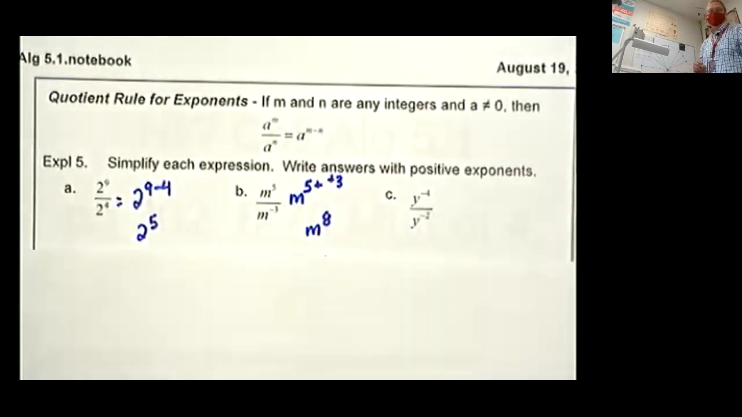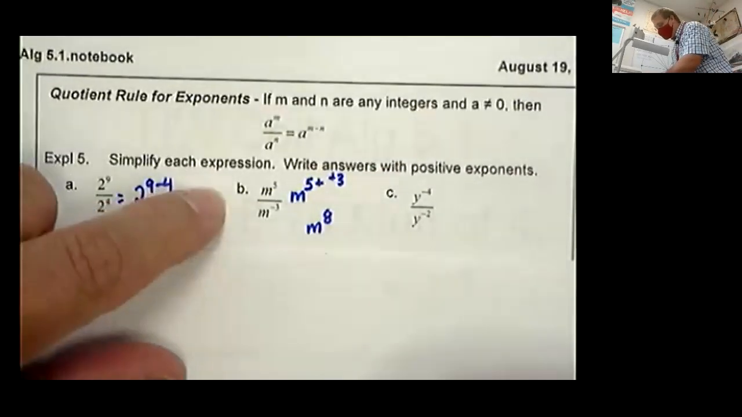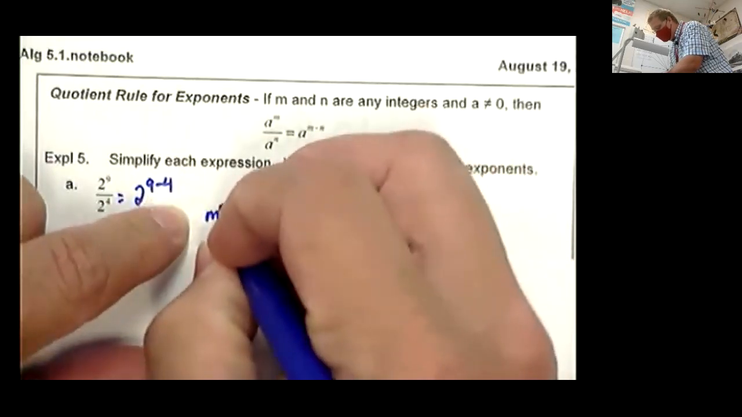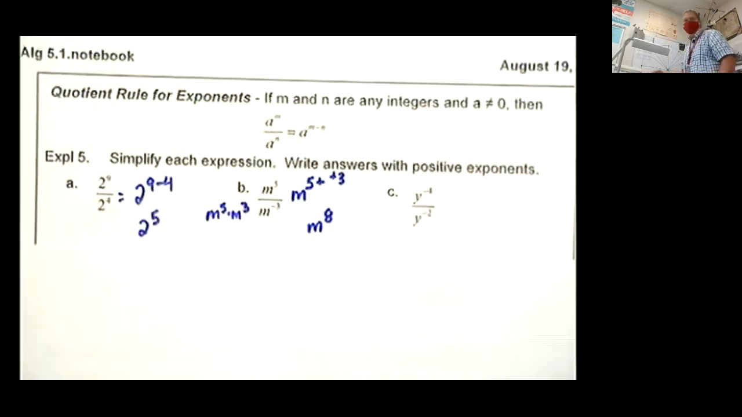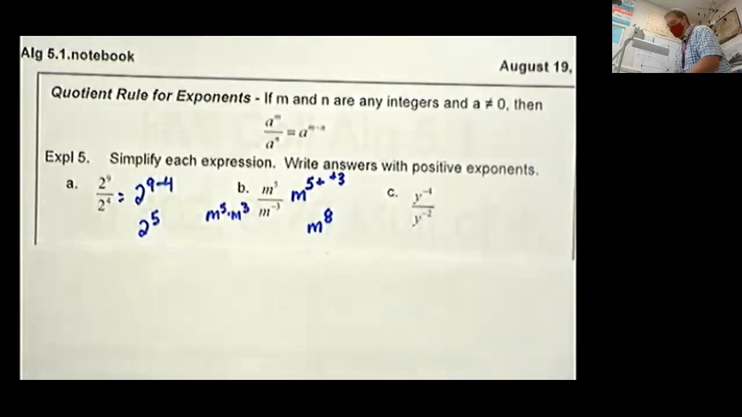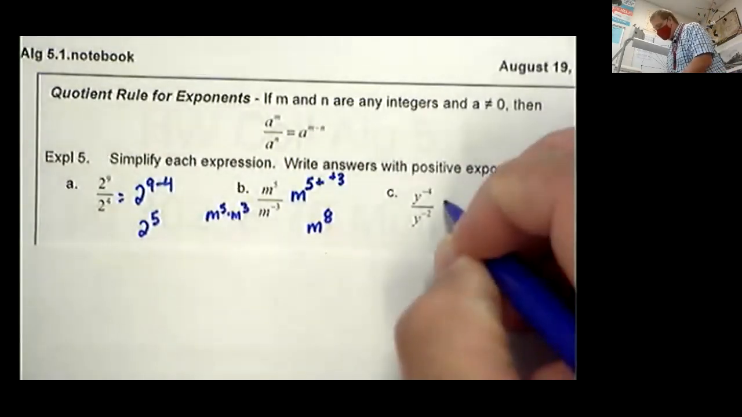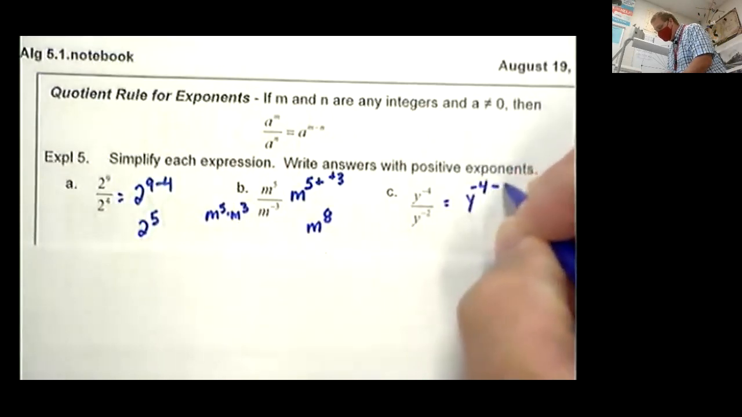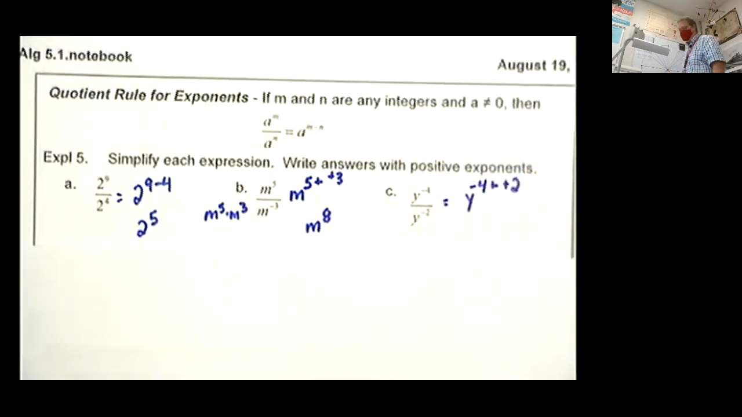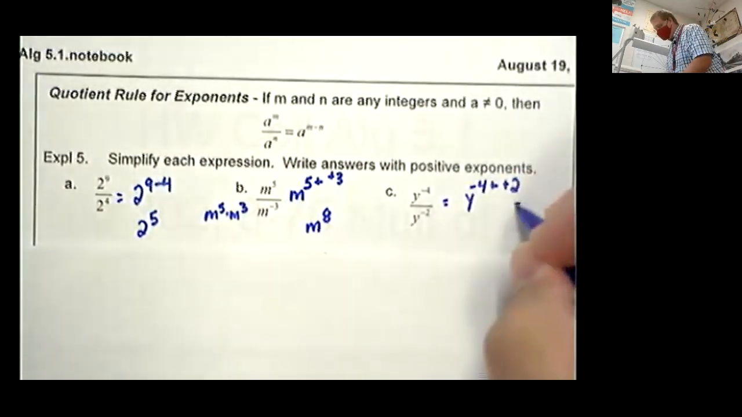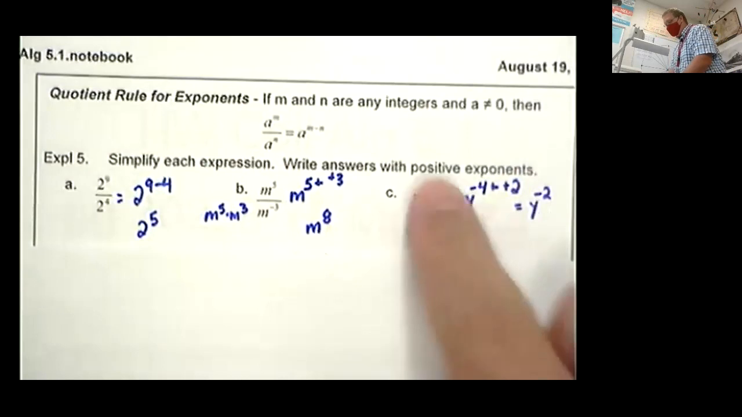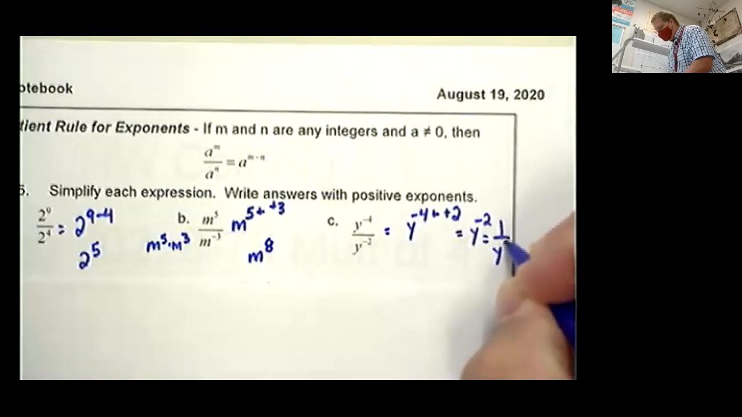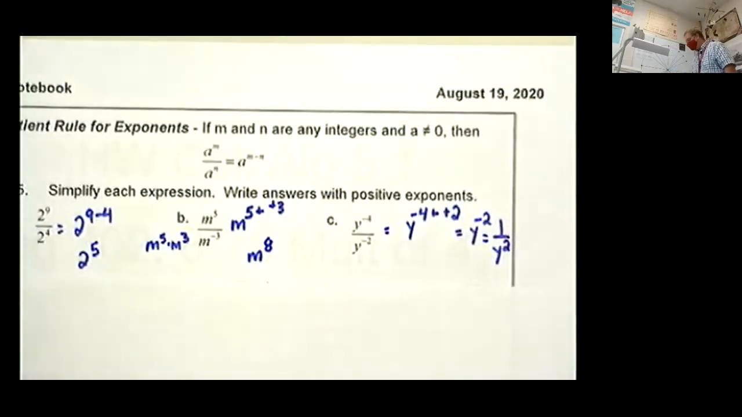What you're going to find is with a lot of these problems, we can do them different ways, because we can also realize that this is m to the 5th times m to the 3rd. When that becomes positive and moves to the numerator, we're going to add the exponents, which becomes m to the 8th, which is what we just did. Letter C, same thing, where if we divide the bases, we're going to subtract the exponents. Y to the -4th minus a -2 becomes a +2. And that gives us y to the -2nd. We want to write the answer with a positive exponent. So we're going to go one more step and flip that back to the denominator. 1 over y squared.